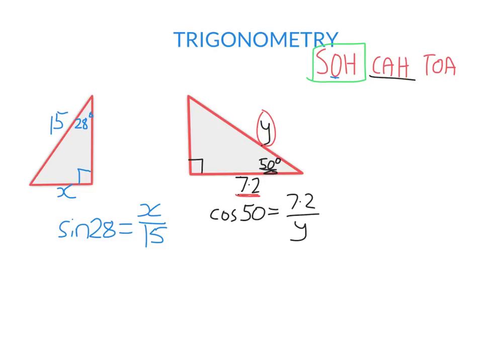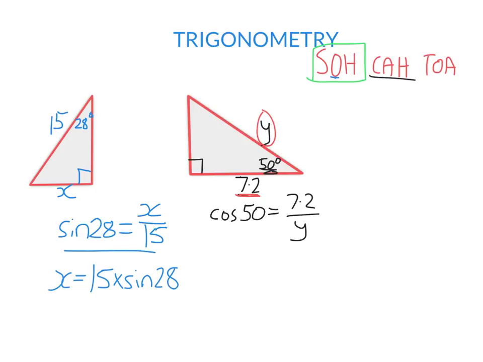So how do I actually solve these equations? Well, I just need to undo what's been done to x or y. But I'm going to do that slightly differently in the blue and black equations. The reason is, in the blue one, x is on top. It's x divided by 15. So to get x by itself is simple. I just go x equals 15 times sine 28.